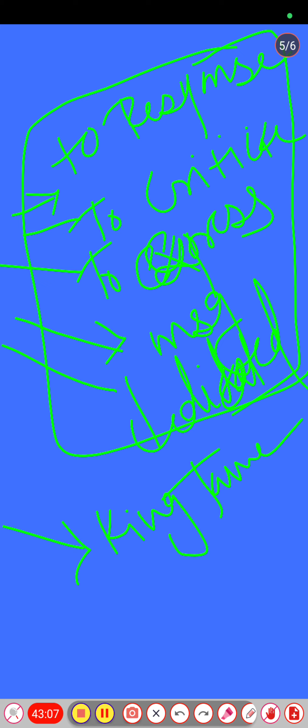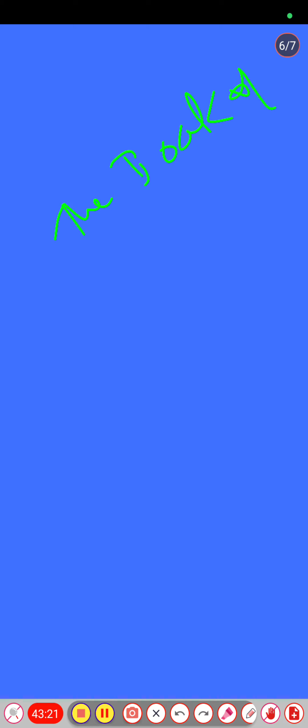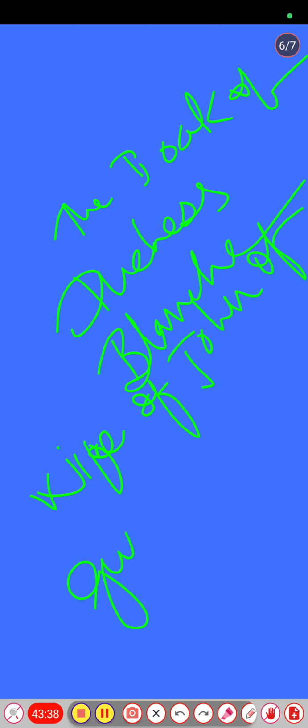Just like Chaucer, who has written a work, The Book of the Duchess. On the death of whom? Death of Blanche, wife of John of Gaunt.